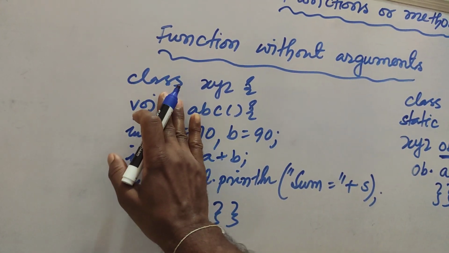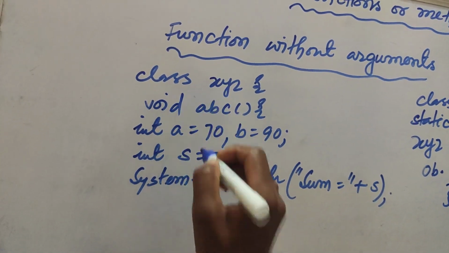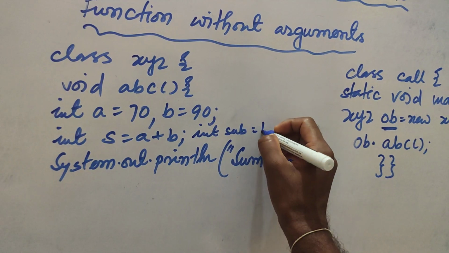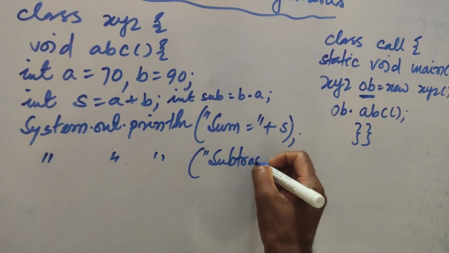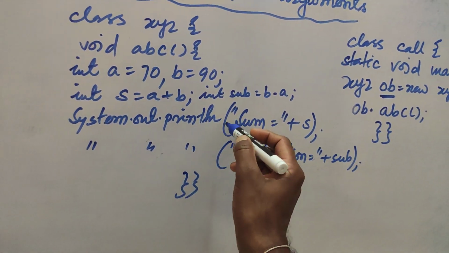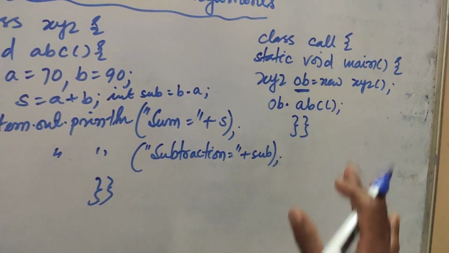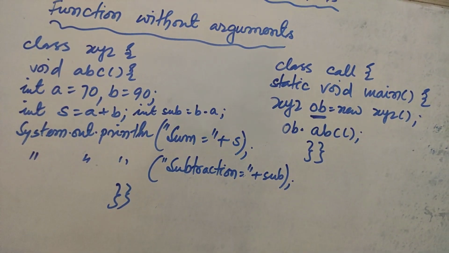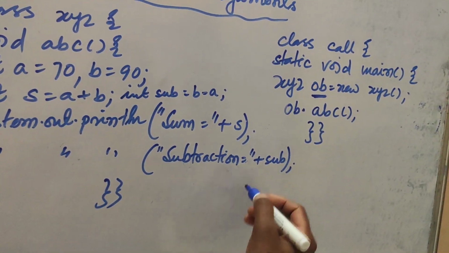Now functions without arguments. Now if I want to give a data type, see, then also once more example, like void. Here suppose int sub equal to b minus a. Then System.out.println subtraction plus sub. See here, how many statements, the computer displays two results. One for addition, another one subtraction, two results you will get. And when you call it, two results come, subtraction and addition, both the results will come for 70 and 90. So what result will come here? Sum equal to 90 plus 70, 160, and subtraction equal to 90 minus 70, I am giving here, 20 answer will come.